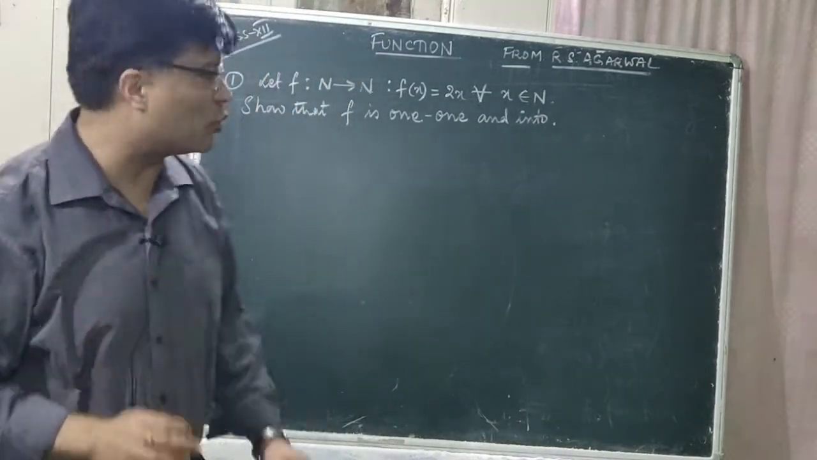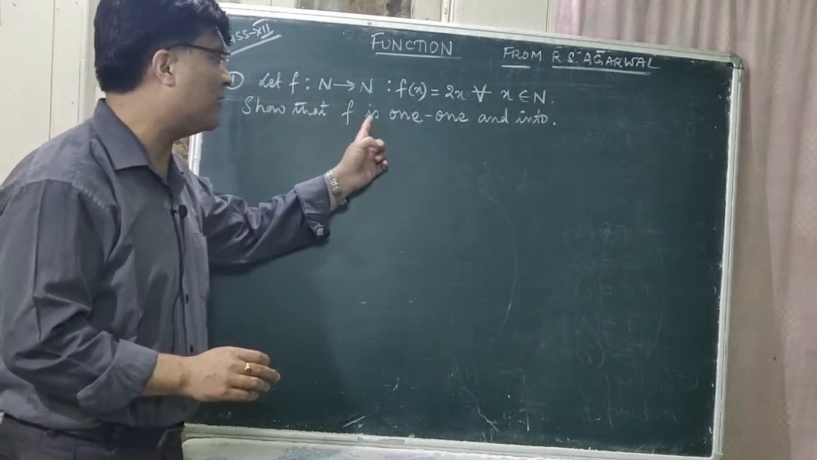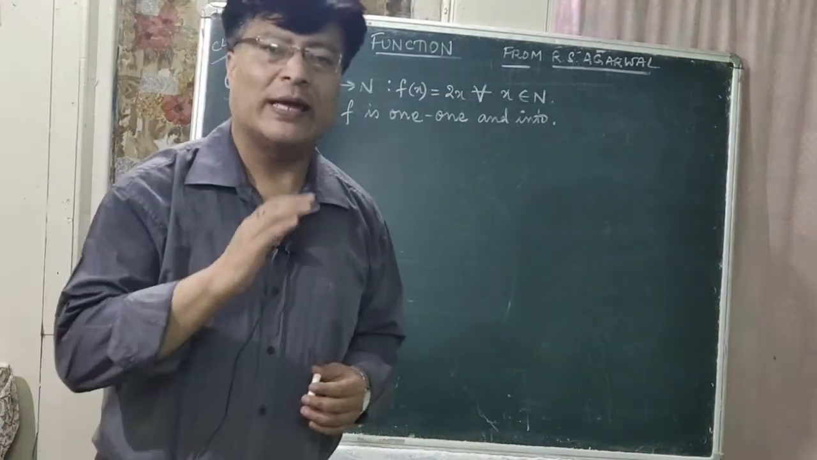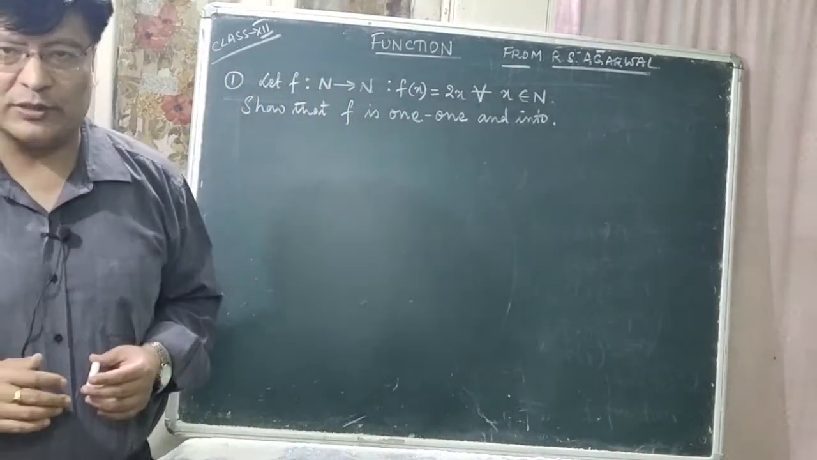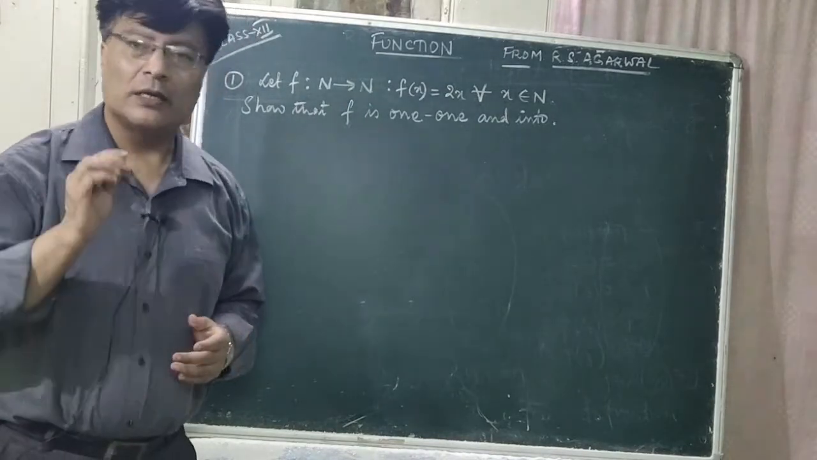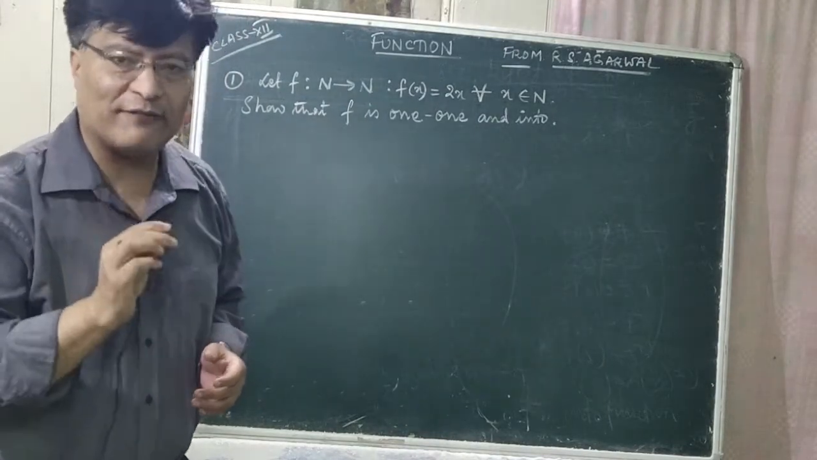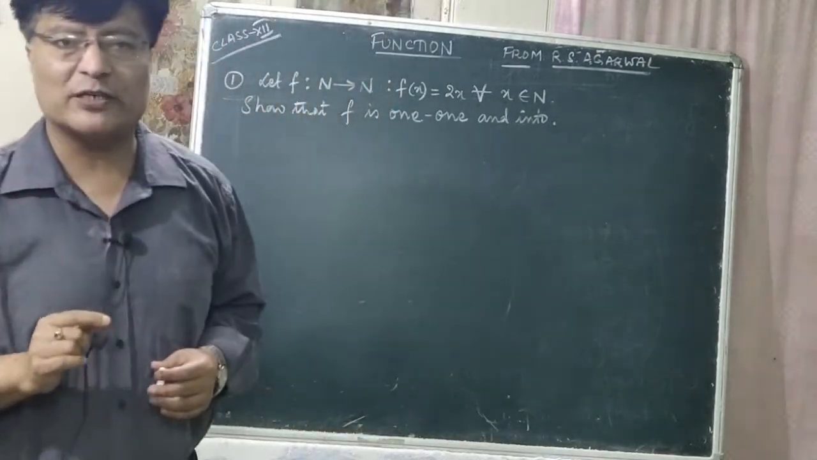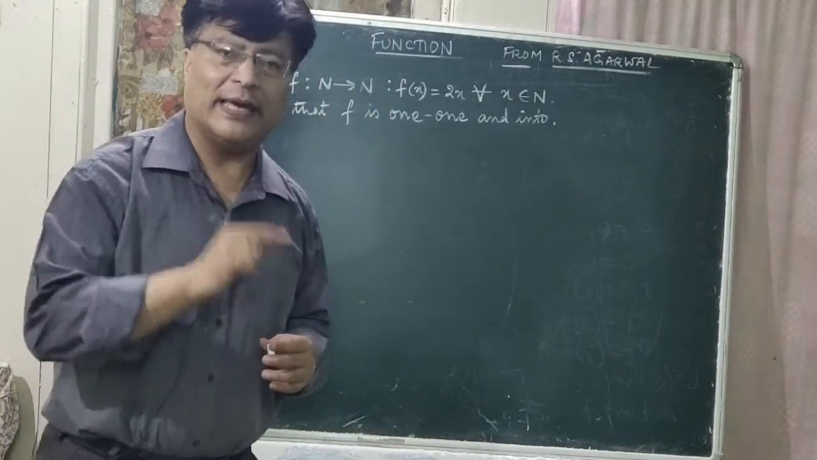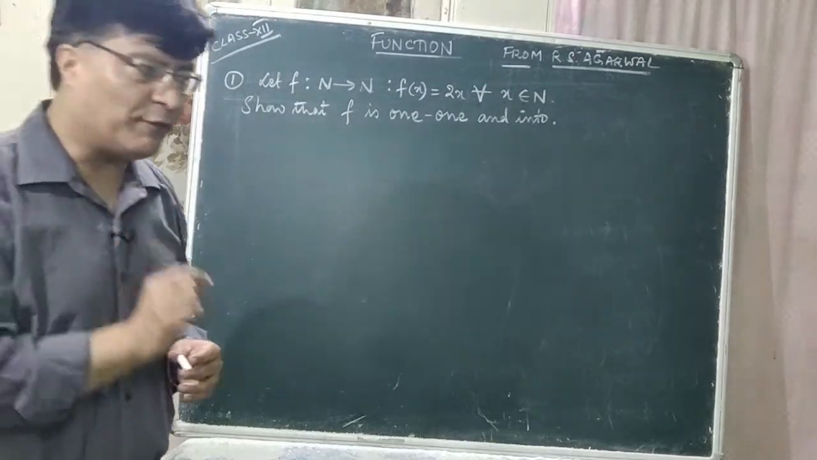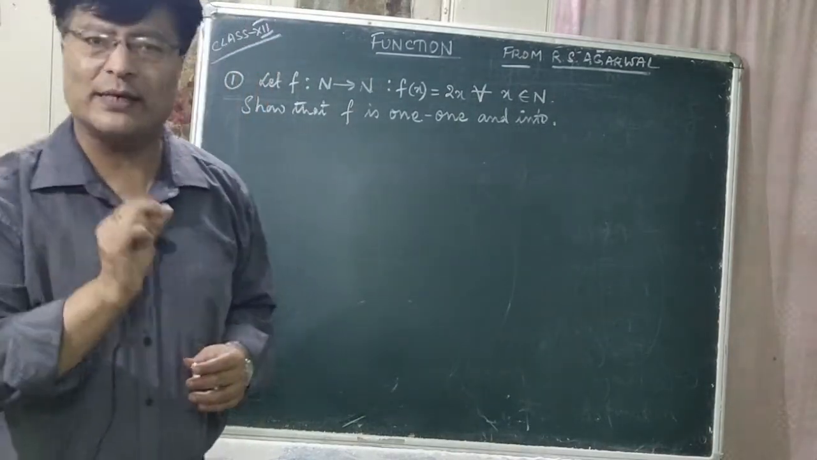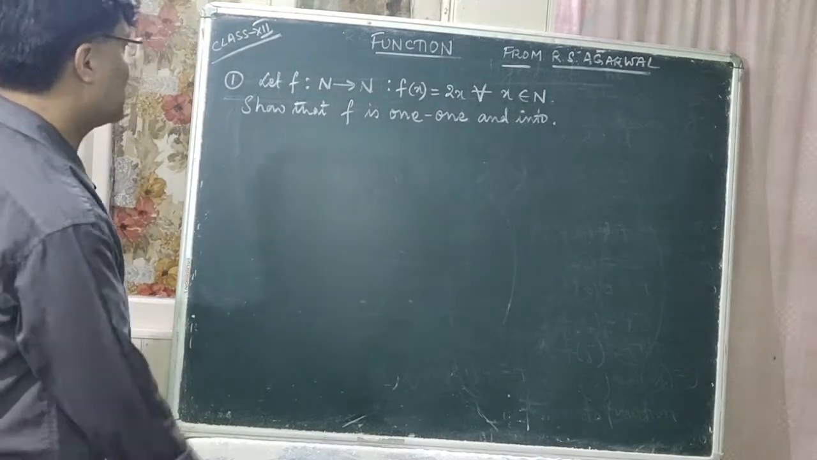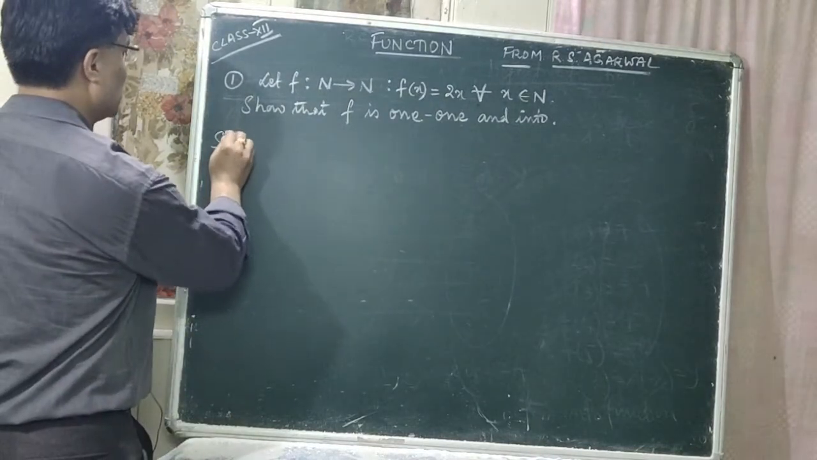First of all, you have to show that this function f is one-one function. So you know how to show f is one-one. In order to show f is one-one, you should write f of x1 is equal to f of x2, and then you have to prove x1 is equal to x2. If you can prove x1 is equal to x2, then f is one-one function. Is that clear? So let us prove it now. So this is the solution.